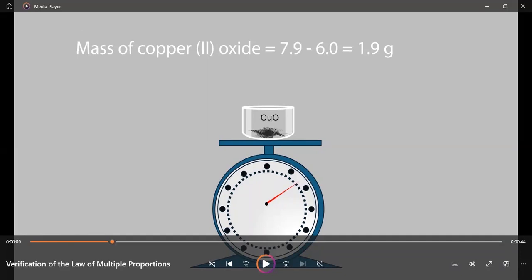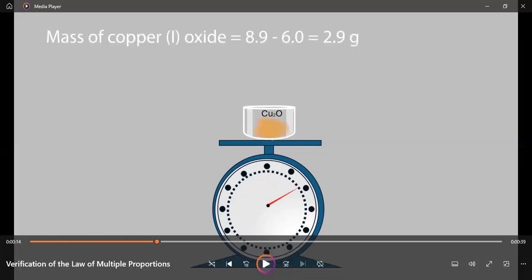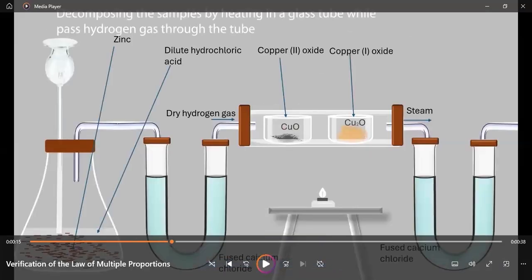So if the reading right now is 7.9, therefore the mass of copper 2 oxide is 7.9 minus 6, which is 1.9. Then this is copper 1 oxide. The reading right now is showing us 8.9, and the mass of this empty bowl is 6. So 8.9 minus 6, which is 2.9, gives us the mass of copper 1 oxide. Now we're going to reduce these two samples of copper oxide. This black one is copper 2 oxide, and this brown, yellowish kind of one is copper 1 oxide.